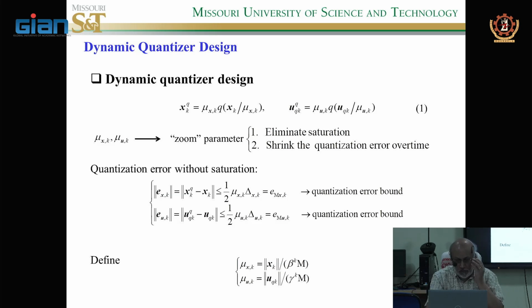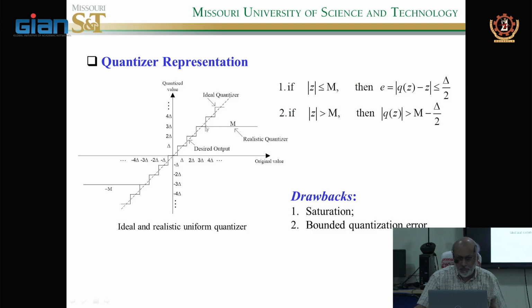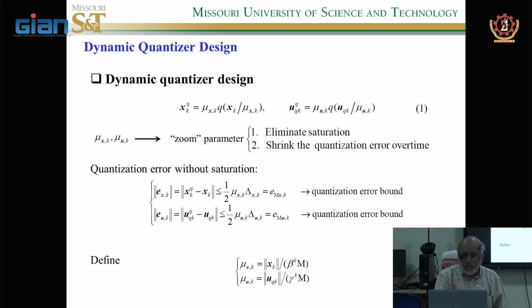So to overcome these problems, if something is outside that limit, I'm going to use what we call a zoom parameter. It's a scaling parameter. That scaling parameter in the dynamic quantizer will push the system from outside the range to inside the range. You see? And that helps so that you don't have the bounded errors. So that's one of the benefits of the dynamic quantizer.